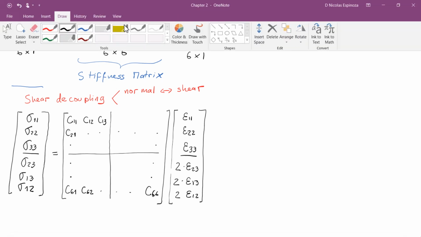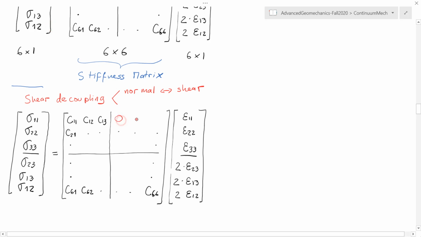And let me use a color coding for this because it's going to be useful in order to understand what I mean over here. And that was for sigma 11. For sigma 22 is going to be the same. All those shear strains over here cannot cause any normal stress.